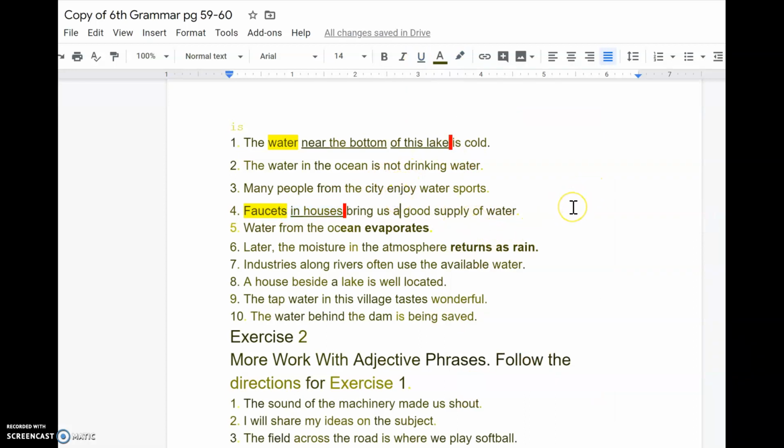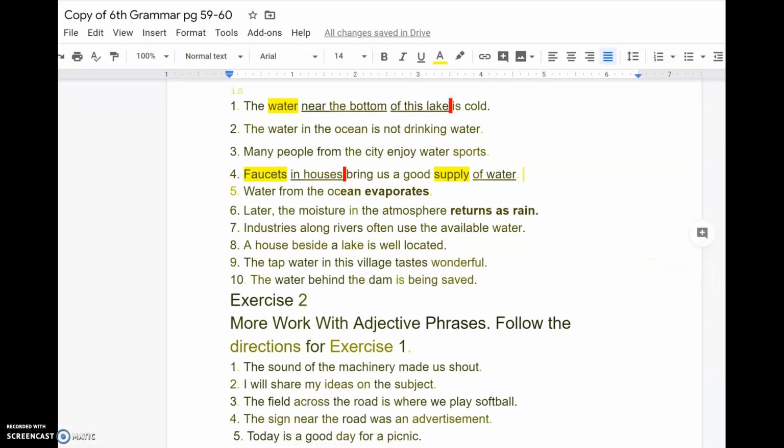But then I see another one in the predicate side. Bring us a good supply of water. So supply, we're getting a little more information of supply. What kind of supply are we getting? We're getting a supply of water. So there's two in this sentence, but they're separated. Okay? So you make sure that you look to see if there's more than one. But I think we might have done both of the ones, but just be careful as you work.